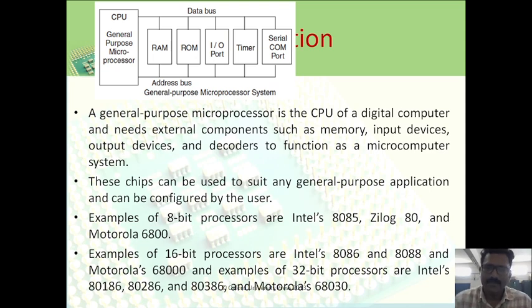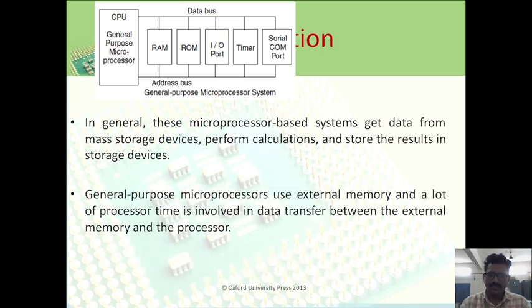Examples of these processors include 4-bit processors, 8-bit processors, 16-bit, 32-bit, and so on. The examples of 8-bit processors are Intel's 8085, Zilog Z80, and Motorola 6800. For 16-bit processors, Intel's 8086 and 8088 and Motorola 68000. Examples of 32-bit processors are Intel's 80186, 80286 and 80386, and Motorola 68030.